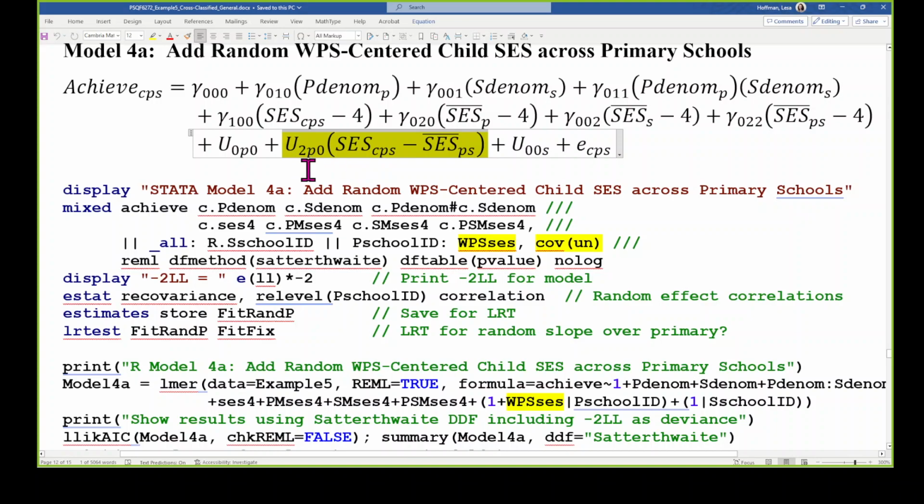And I am adding it across primary schools. So you don't normally see this because the composite notation looks a little bit different. Here is the level 1 effect of SES as a fixed effect. This is the random effect. So this is a hybrid model where the random effect is being applied to a different version of the predictor than the fixed effect, but it still works out to be okay.